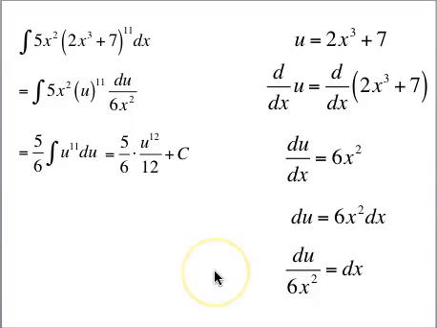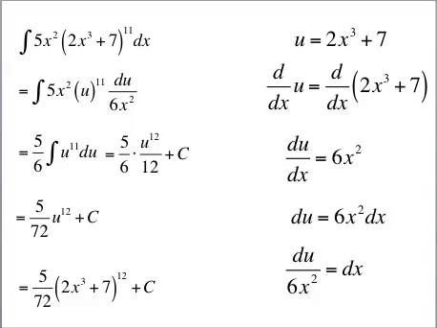6 times 12 is 72. So we get 5 over 72 u to the 12th plus c, but not quite our final answer. We need to substitute u equals 2x cubed plus 7 to get our answer in terms of x. So our final answer here is 5 over 72, (2x cubed plus 7) to the 12th power plus c.